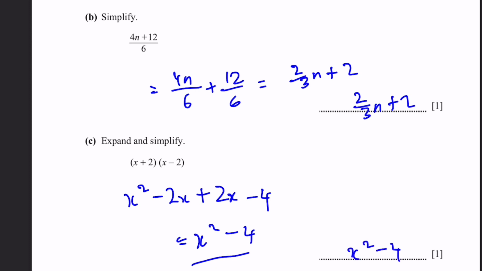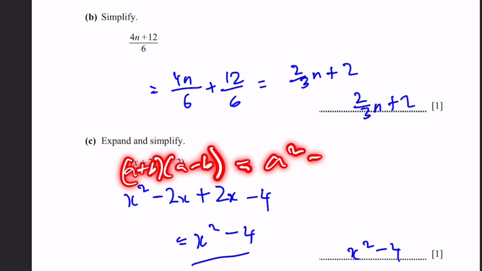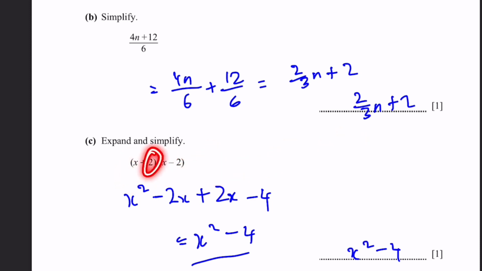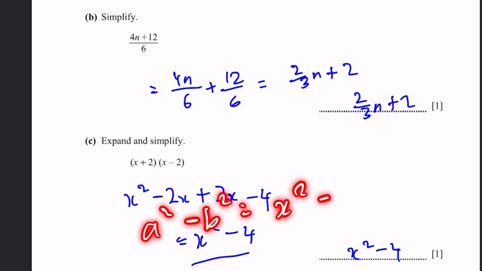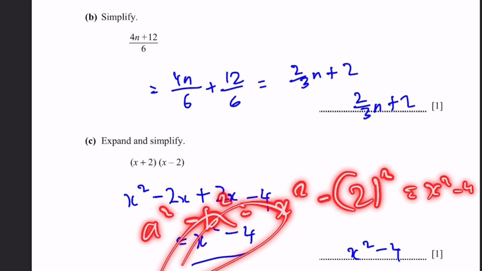And if you realized, there's another method. This is in the form of a plus b times a minus b, and that can be written as a squared minus b squared. So a is equal to x and b is equal to 2. So a squared minus b squared is x squared minus 2 squared, which is x squared minus 4. That's what we got. That's the answer.